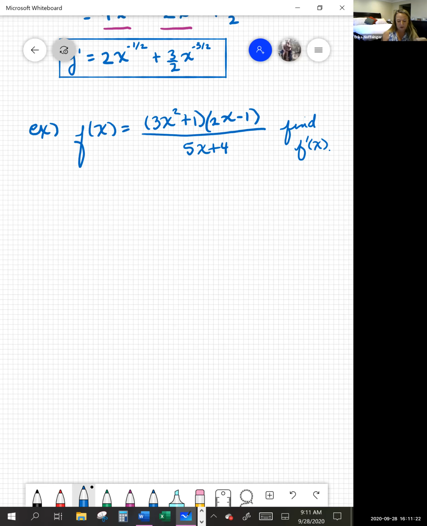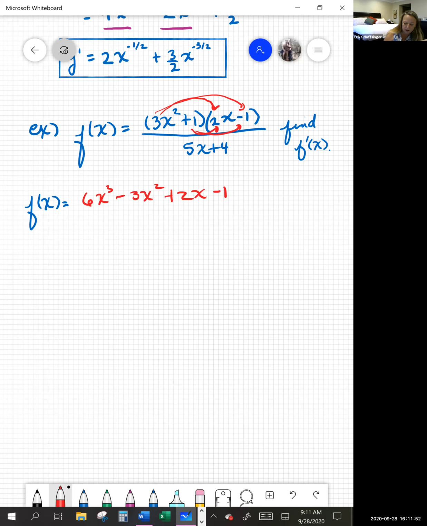It looks like it would be really messy to me, and I think it would be much easier if we first distribute that numerator. So let's just go ahead and do that. If we distribute the numerator, we have 3x squared times 2x, so that's 6x cubed. We have 3x squared times negative 1, so that's minus 3x squared. We have 1 times 2x, so that's plus 2x. And 1 times negative 1 gives us minus 1, all over our denominator 5x plus 4. So there are no like terms in that numerator. And so now let's take the derivative.